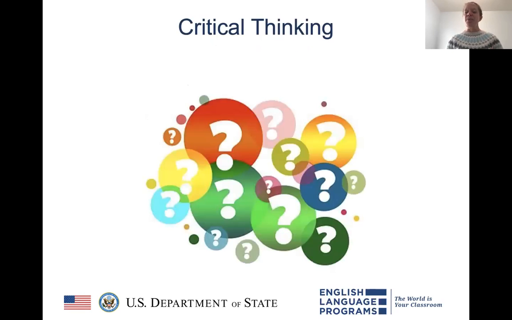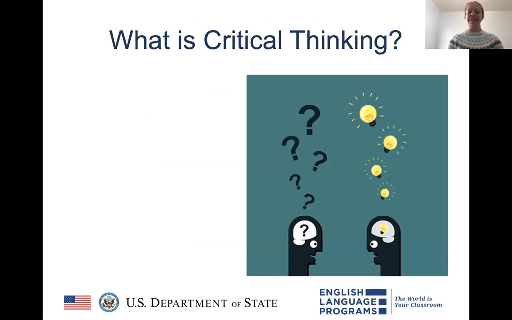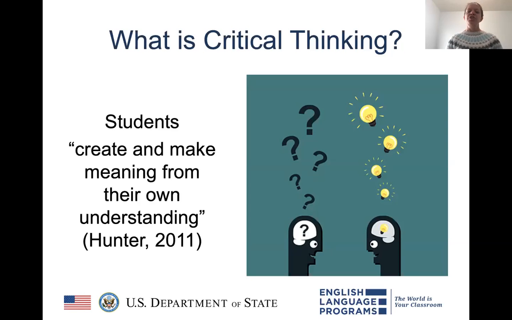So let's start by talking about critical thinking. What is critical thinking and why is it important? One of my favorite definitions of critical thinking is students create and make meaning from their own understanding. I love this because I think it really captures what critical thinking is all about. It's about creating and making meaning.